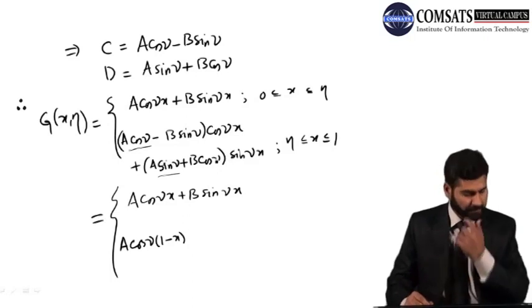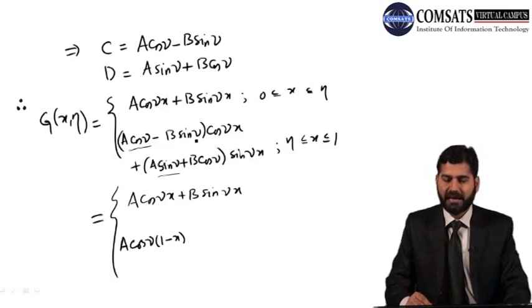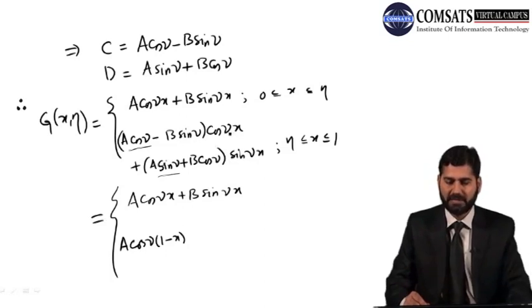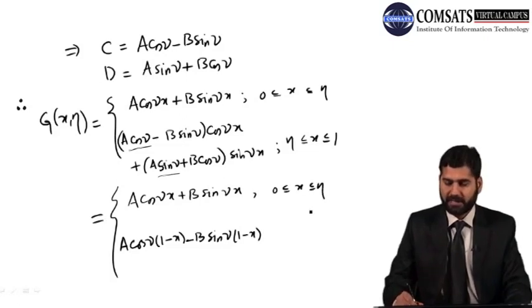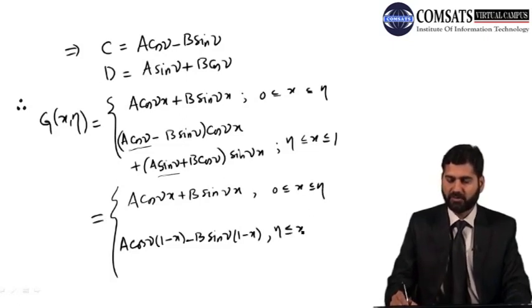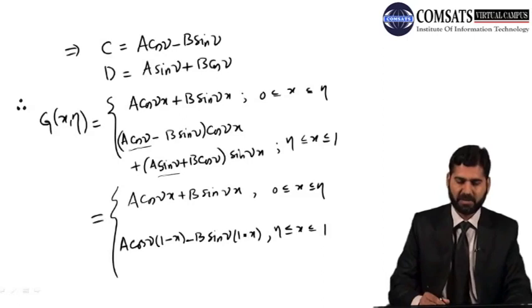And then you have minus sine alpha cos beta plus cos alpha sine beta. So that is sine alpha minus beta. So minus B sine alpha minus beta. So this is what you got, and eta less than x less than 1. So see, very similar things, only x is replaced by 1 minus x.